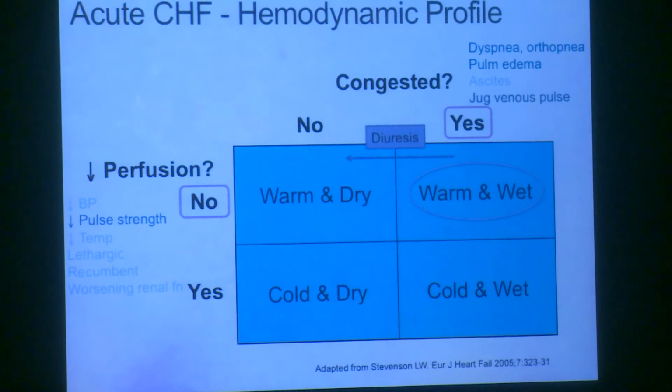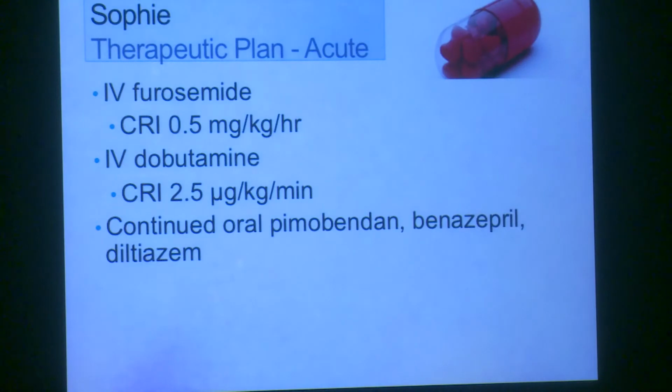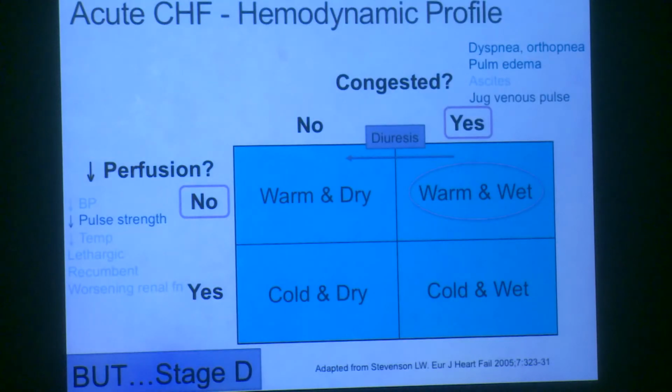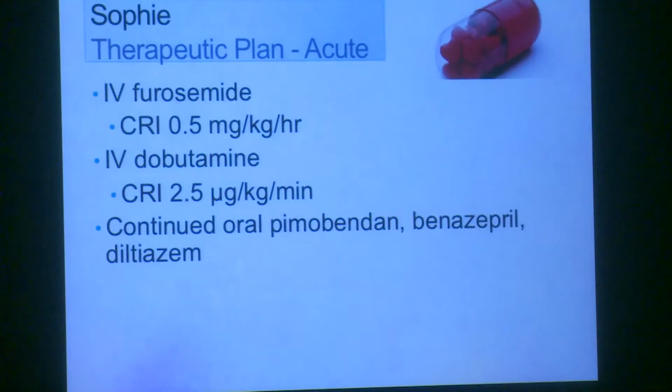So if we play the game, obviously with all that congestion and normal renal parameters, we want to diurese this dog. The question is how, because she's already on high doses of her oral. And we know she's stage D, so she's refractory. So it may look very simple, but it's anything but simple. She's refractory to standard therapy so far.